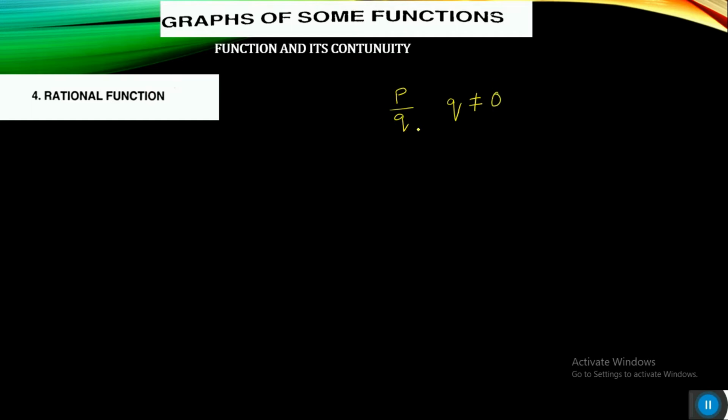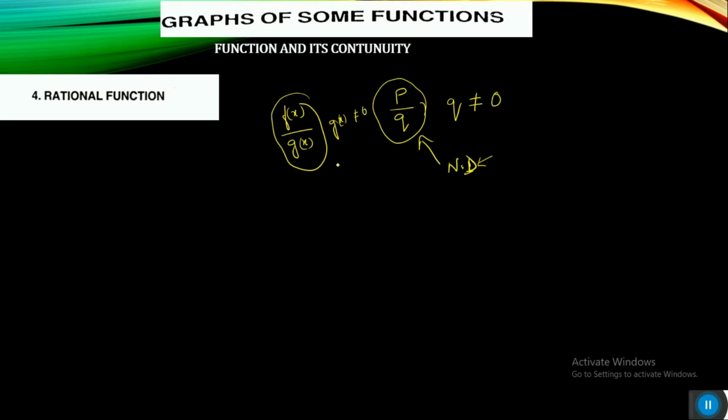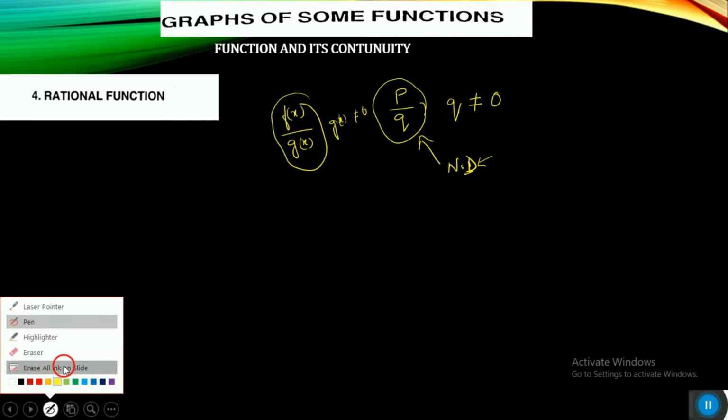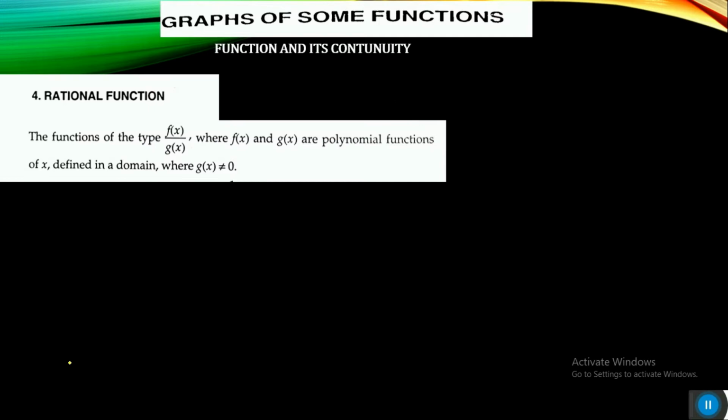Right? If q is equal to 0, then this whole thing becomes not defined. Not defined means there is no value. So if I say f(x) is one function and g(x) is another function, and I write them like this, f(x) by g(x), where g(x) is not equal to 0, this kind of function will be called a rational function. So the definition of a rational function is a function of the type f(x) by g(x).